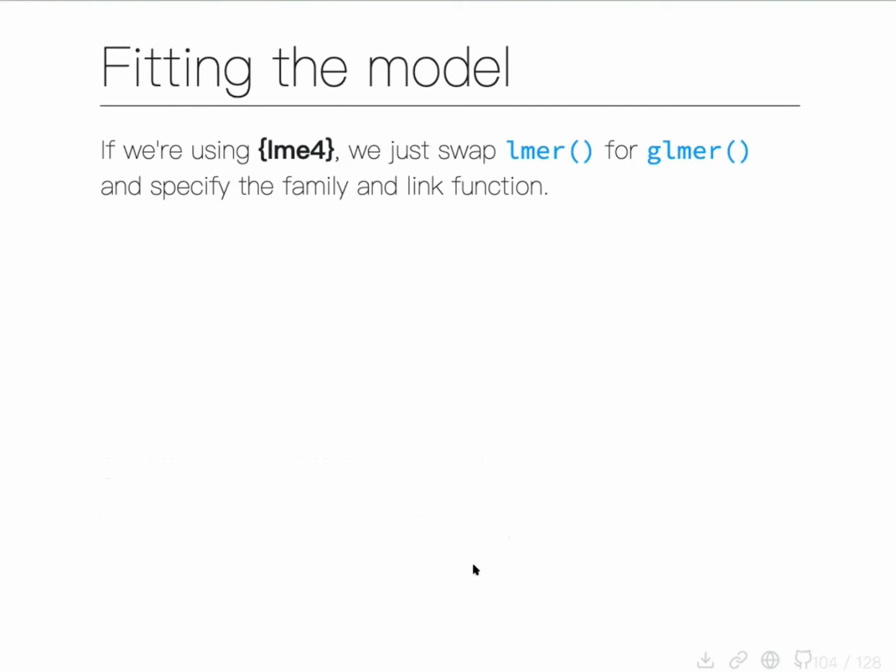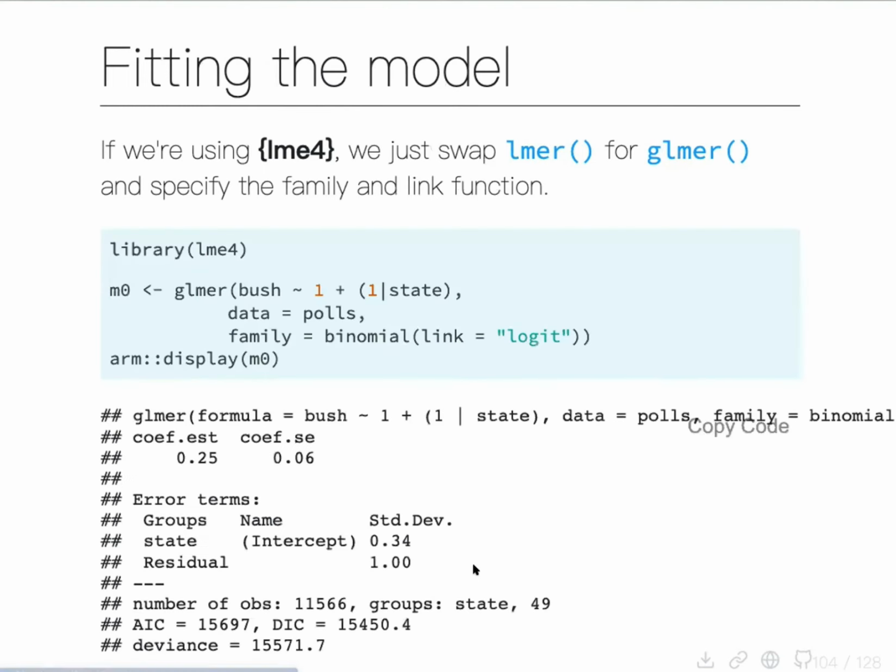When we fit the model now with lme4, we're going to just swap lmer for glmer. And then we also still have to specify the family and the link function, because glmer can fit other models besides binomial. So that's going to look like this. Go ahead and give that a try.